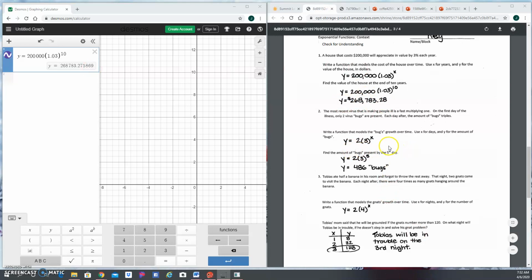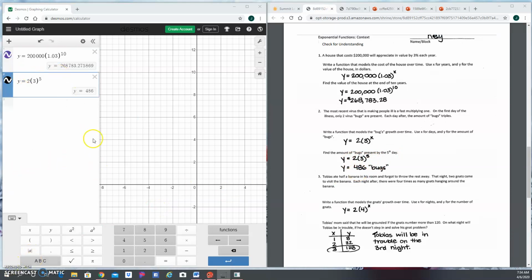Also here, look at example number 2. The most recent virus that's making people ill is fast multiplying. On the first day of the virus, there are 2 viruses, and each day after the bug triples. So you're going to go ahead and plug in those values. And it says how many bugs are there on the 5th day. And again, 5 is the time. So if you plug all this in, it's going to come out to be 486. Here I have plugged it in and the answer is the same as this one, 486.